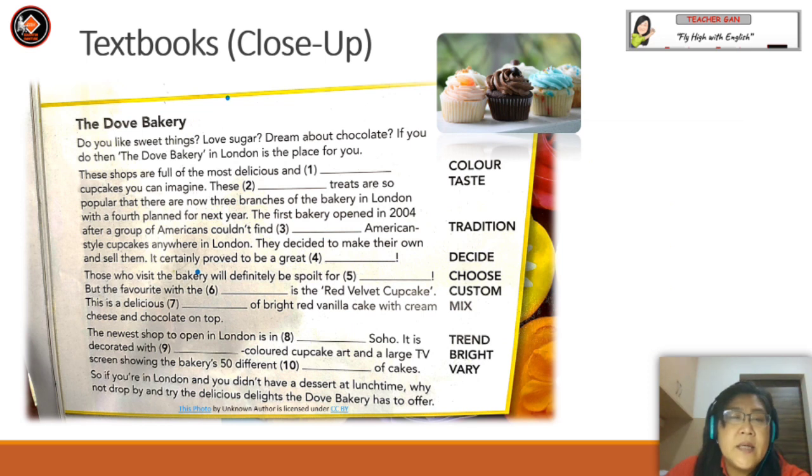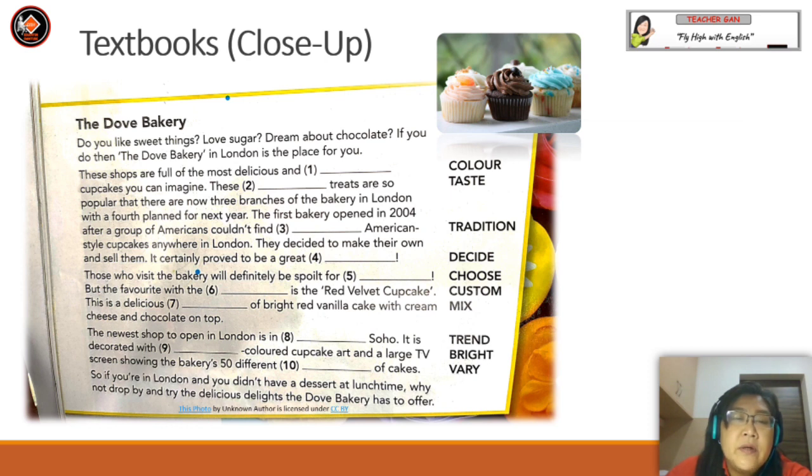This is an exercise taken from your textbook, Form 3. It is a Close-Up textbook and it is in Unit 2. So let's look at the text, and it is an exercise where you fill in the gaps. Okay, the Dove Bakery. Do you like sweet things? Love sugar? Dream about chocolate? If you do, then the Dove Bakery in London is a place for you.